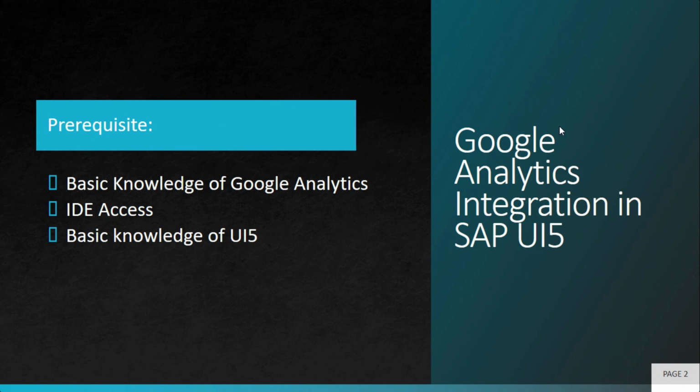So certainly you need to have basic knowledge of Google Analytics, how to create an account on Google Analytics and how to create a GA ID on Google Analytics. That is something that we will not cover, but certainly we'll add links in the description of the video where you can go through these steps and create your own Google Analytics account. And thereafter you need to have IDE access. You can have Business Application Studio or you can have Web IDE. Both will work. And then you need to have certainly basic knowledge of SAP UI5.